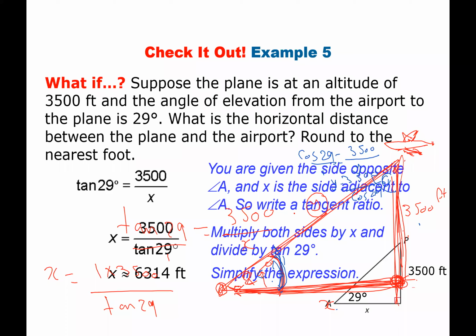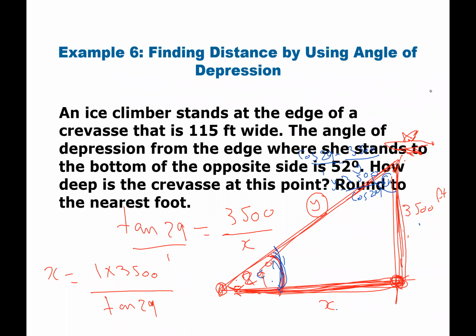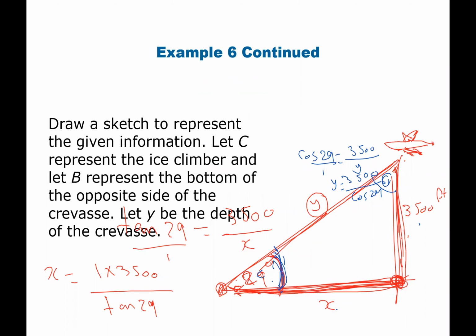He asked about the distance between the plane and the airport. Yes, what did we get, X? This X is the horizontal distance between the plane and the airport. This is the airport, and the plane, he means the point under the plane. The point opposite the plane on the land.